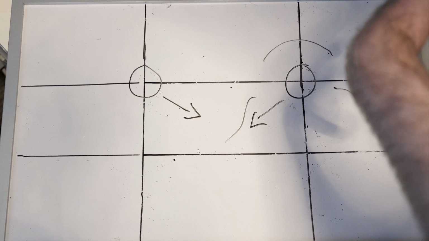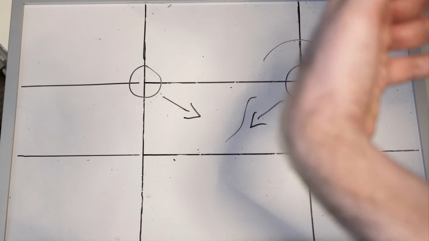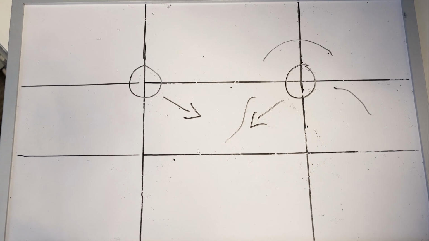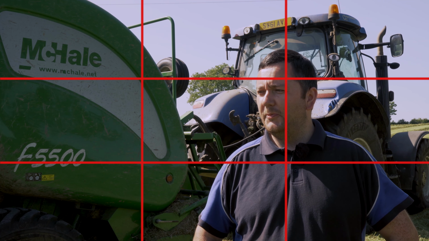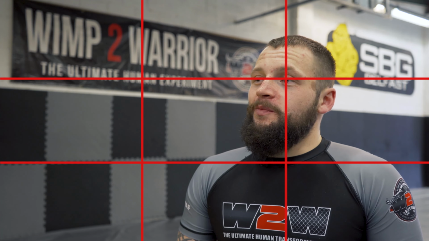So let's cut to some client shots to further illustrate this rule of thirds. So as you'll see in these examples, the depth of the subject varies, but if you keep in that cross-sectional ballpark, it makes all the difference.